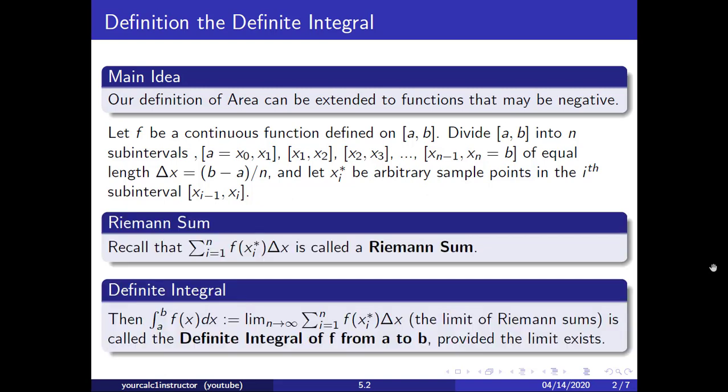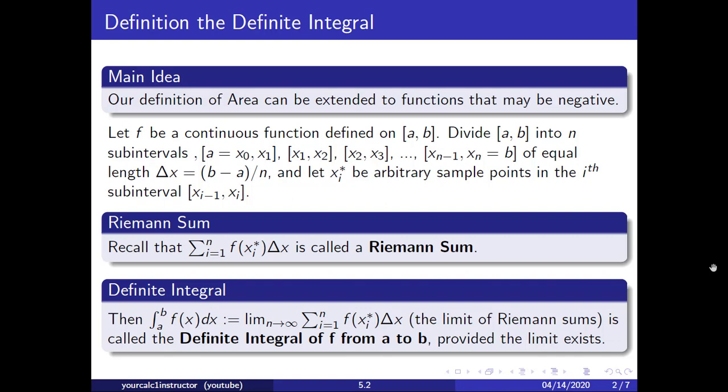And remember, what we do is we look at sums that look like this. We take a summation from i equals 1 to n of f of x sub i star multiplied by delta x. And remember that what this was giving us is a sum of rectangles. f of x sub i star is going to give you the height of the rectangle, and delta x is the width of the rectangle. And we called these summations Riemann sums.